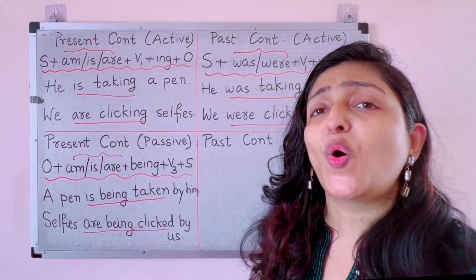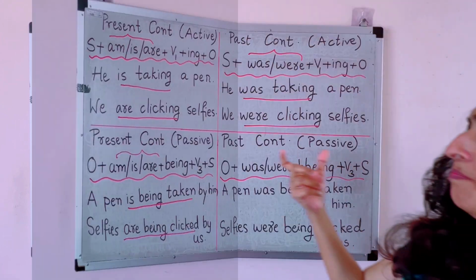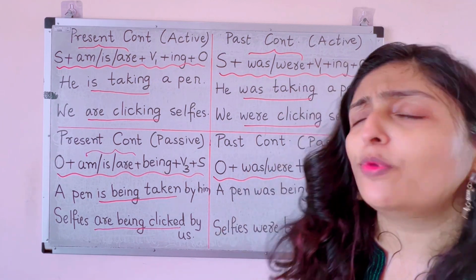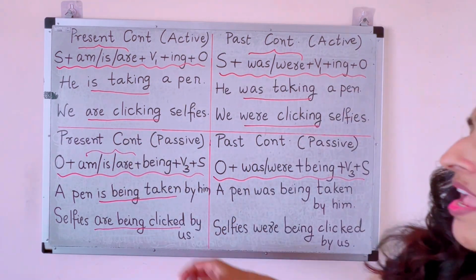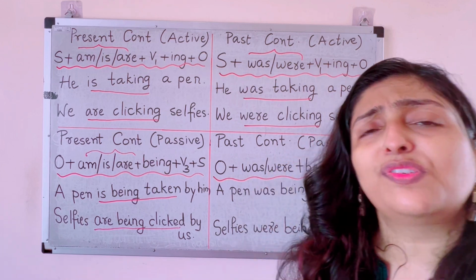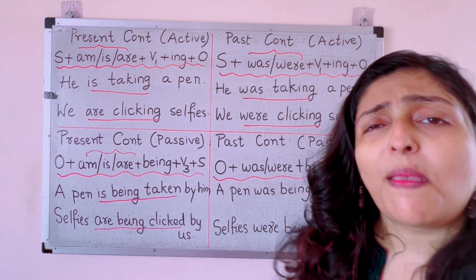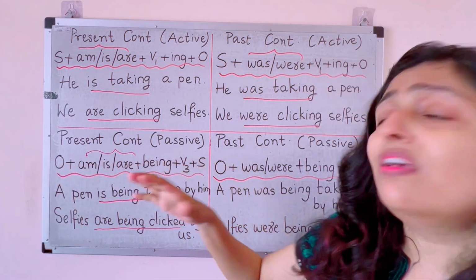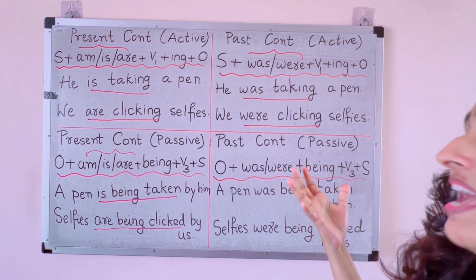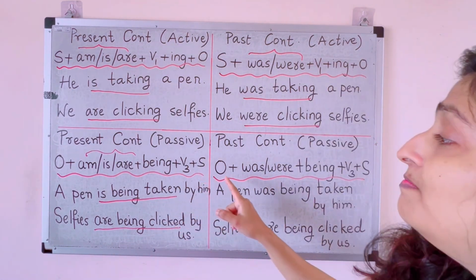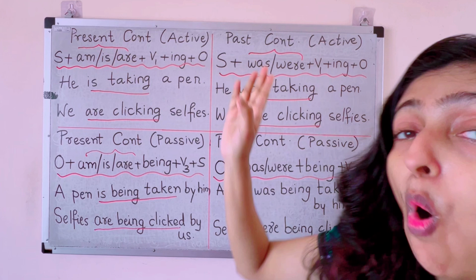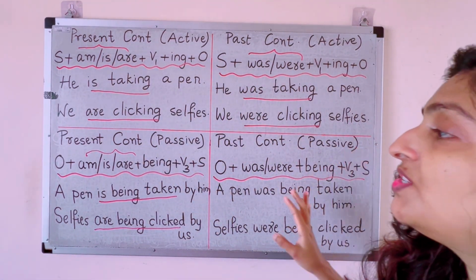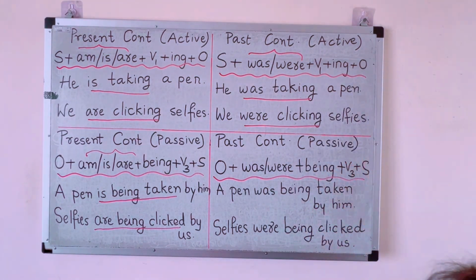Moving on to the passive voice of past progressive tense. Past continuous tense in passive voice. Try to create your own formula looking at the present tense. Object plus past tense of is becomes was. Past tense of are becomes were, and the rest of the formula in present continuous is the same as in past continuous. Object plus was or were plus being plus V3 plus subject.